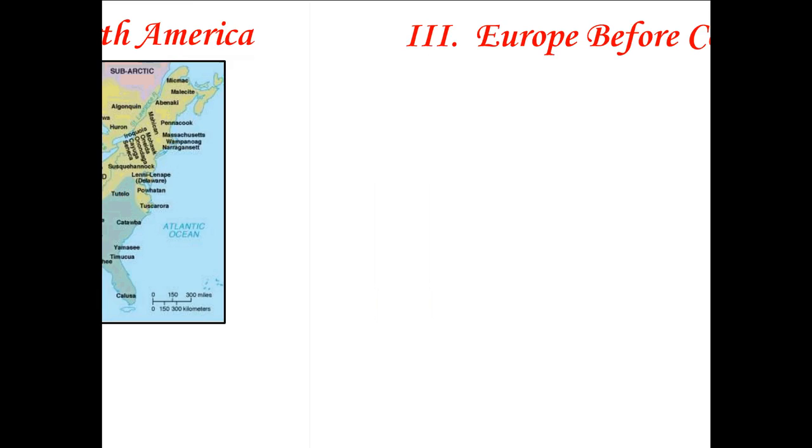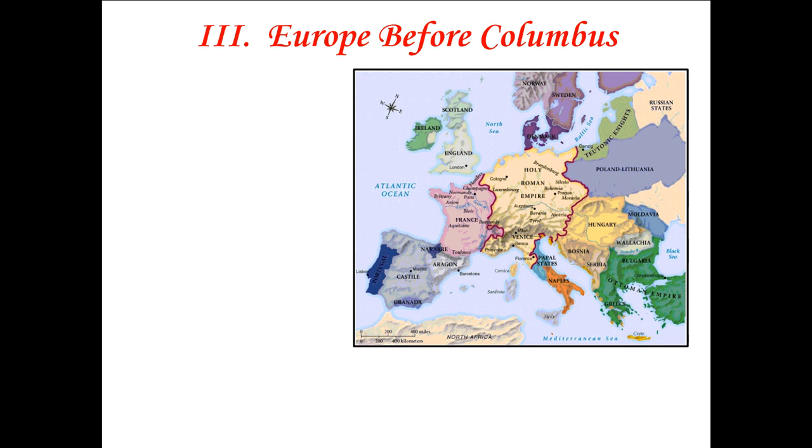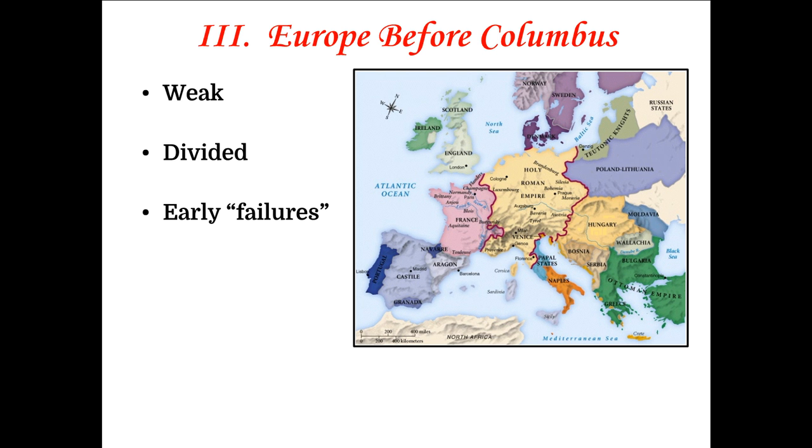Let's talk a little bit about Europe before Columbus. Europe in about the 1400s, early 1500s, was very, very weak. It was very, very divided. If you remember World History 2, you talk about the Dark Ages and the early Middle Ages, where things like the Black Death ravaged Europe and that kind of thing. We'll also talk about a couple of early quote-unquote failures, and these are Europeans trying to expand before Columbus.